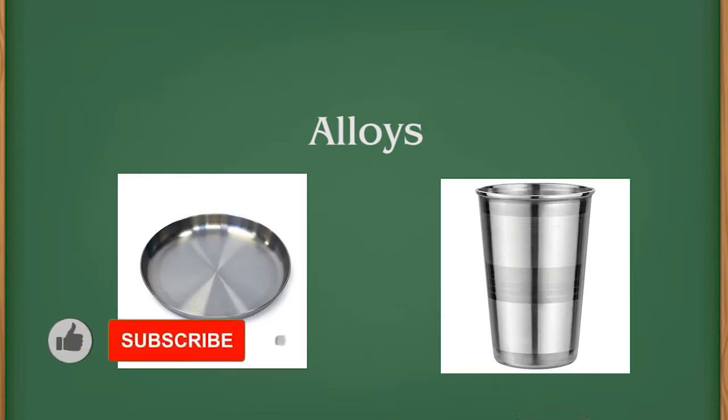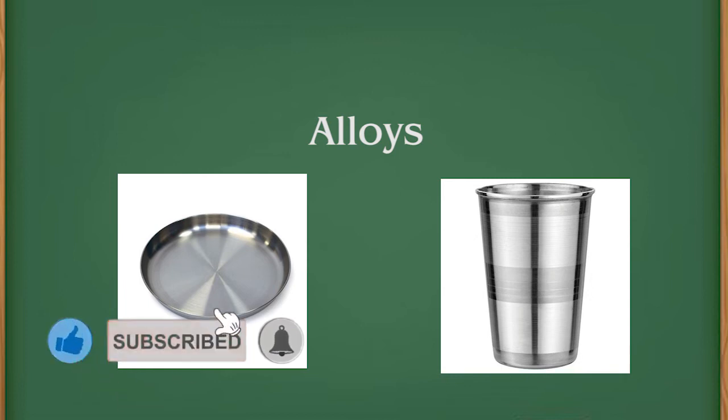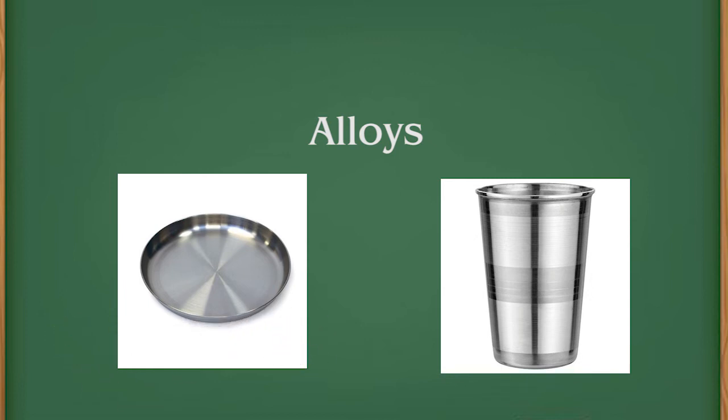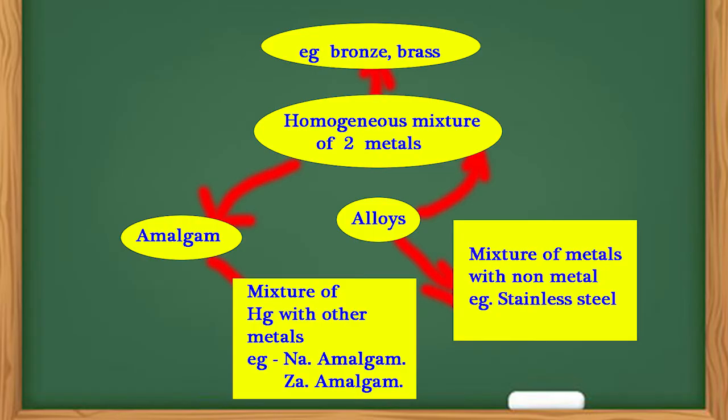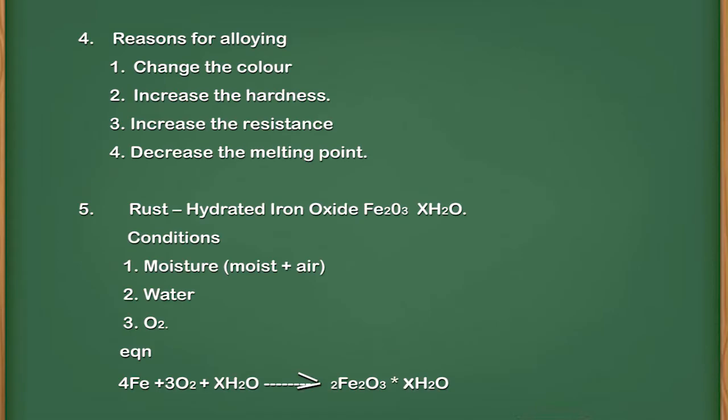Next comes alloys. What are alloys? Alloys are homogeneous mixtures of two metals or mixtures of metals with non-metals. Example, metals combined give bronze and brass. Then non-metals can also be combined with that, that is stainless steel. Sometimes a mixture of mercury with other metals also forms alloys. That alloy is called amalgam. Example, sodium amalgam and zinc amalgam. Then why are we making alloys? To change the color, increase the hardness, increase the resistance, decrease the melting point.